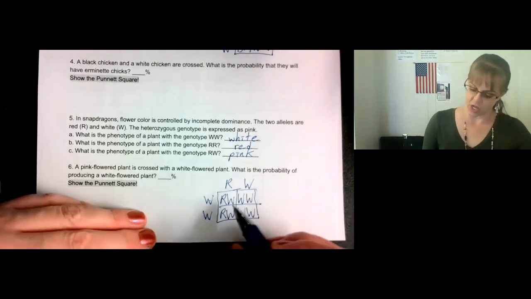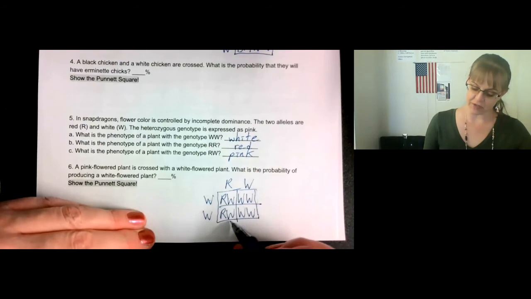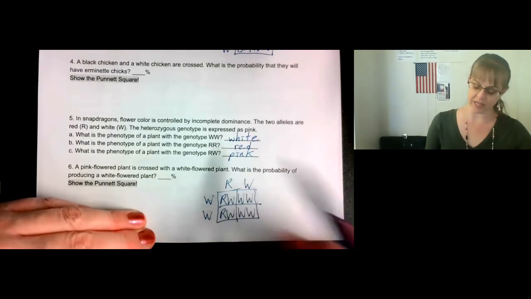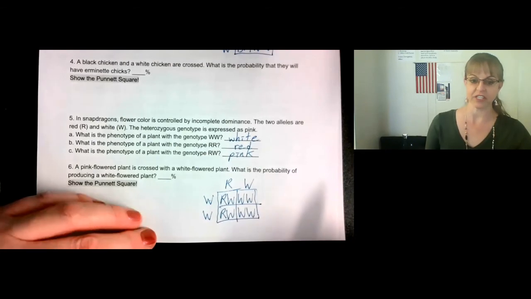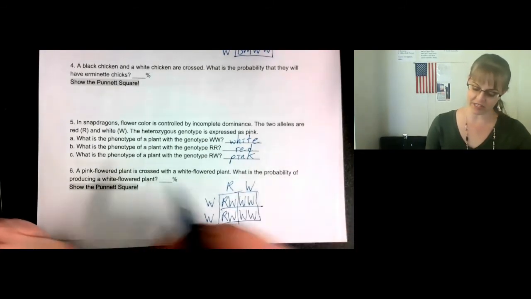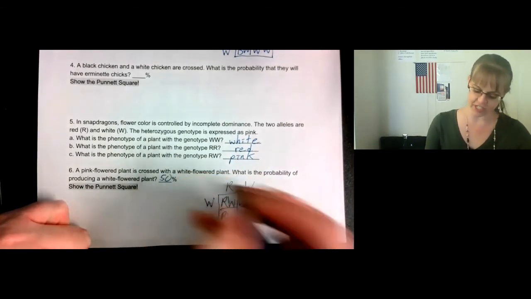Okay. We have two RWs, those two will be pink. We have two WWs, those will be white. So we have a 50% probability of white and 50% chance of pink.